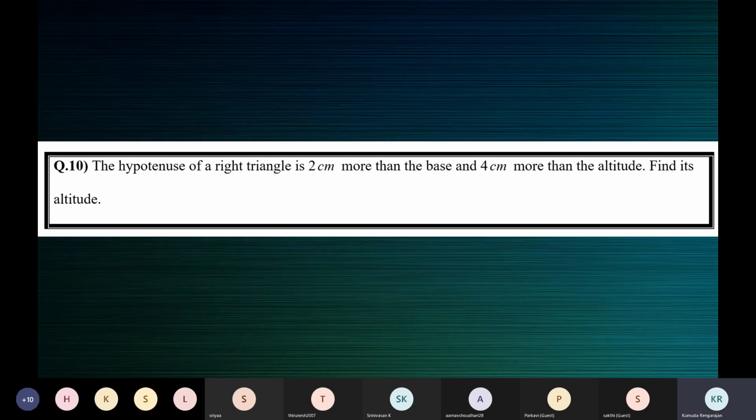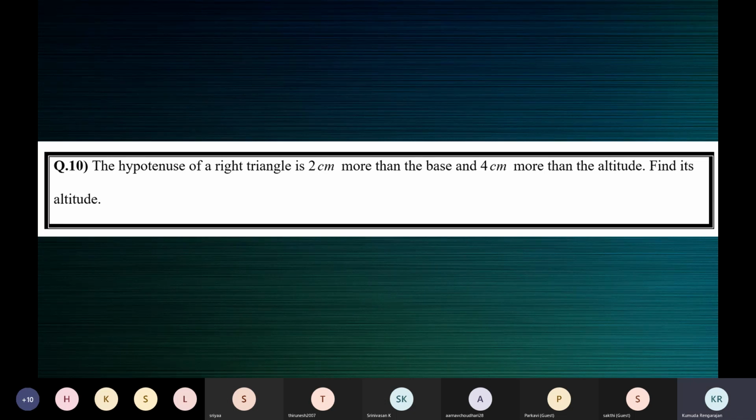The hypotenuse of a right triangle is 2 centimeters more than the base. Read again: the hypotenuse of a right triangle is 4 centimeters more than the altitude. So it's given together. Please follow, I'm reading it again. These two are combined and given as: the hypotenuse of a right triangle is 2 centimeters more than the base, and that hypotenuse only again is 4 centimeters more than the altitude.